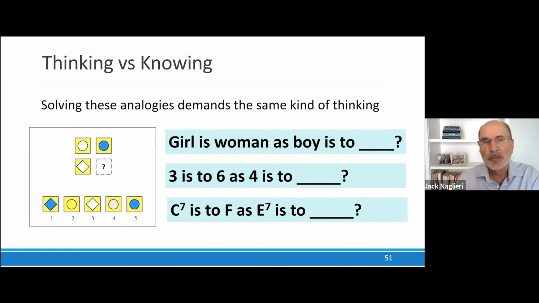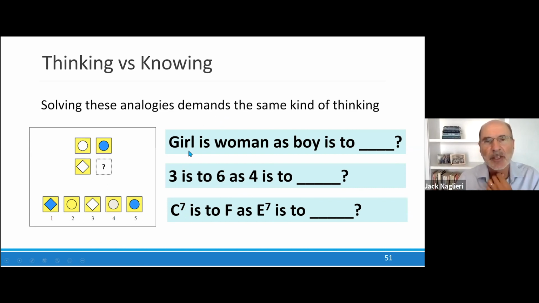Now, what kind of thinking is involved there? You have a white circle becomes blue on the top, a white square becomes blue on the bottom. Like this: this is to this, as this is to this. So it's this relationship here, right? Once you decide on that relationship, you know that's the answer.